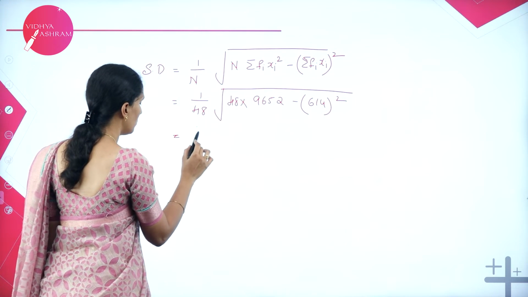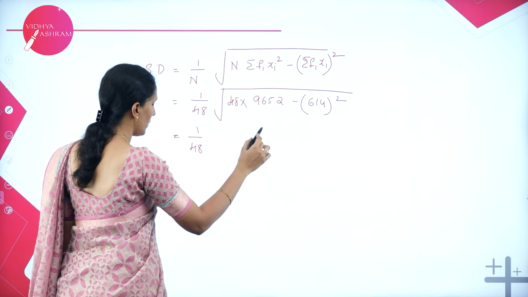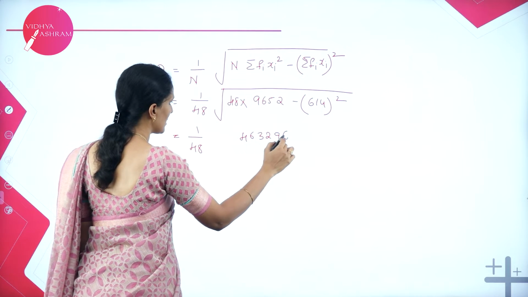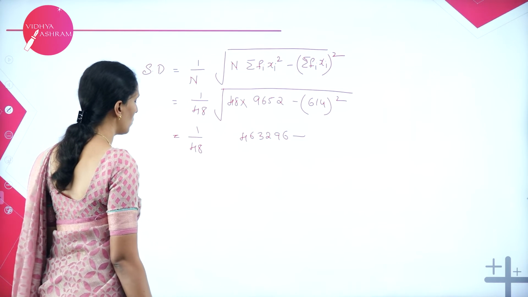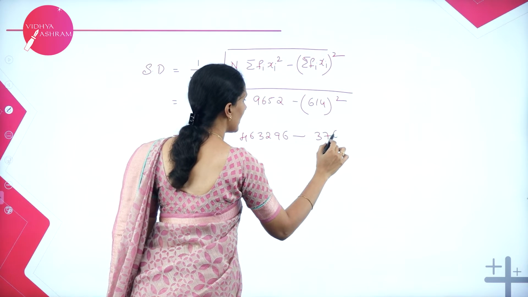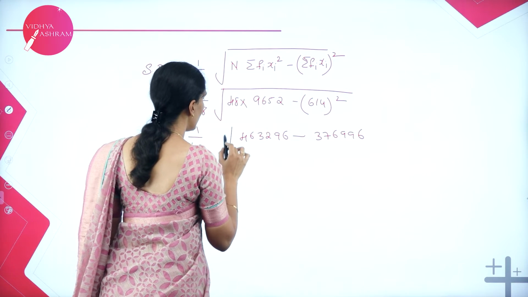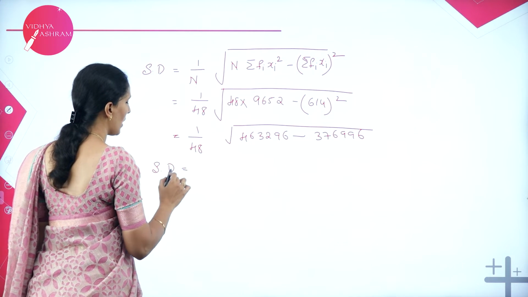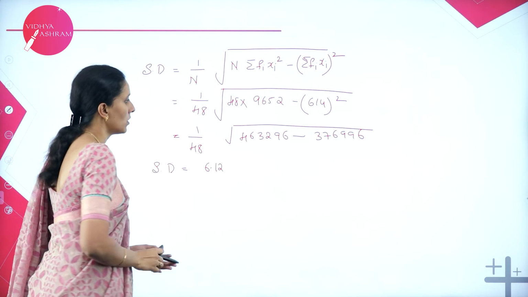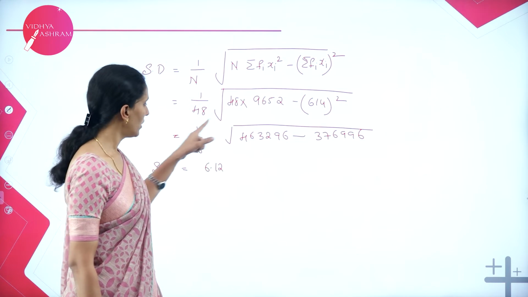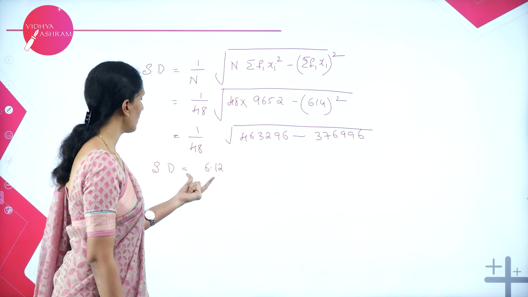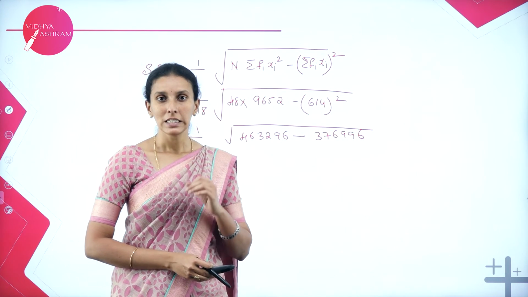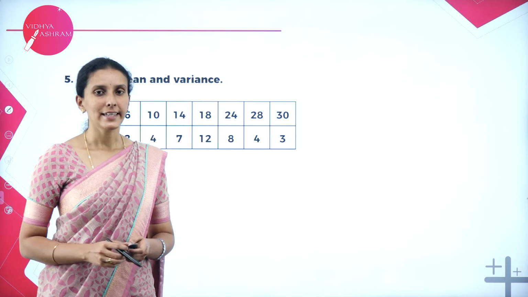So that is equal to 1 over 48. So when you multiply, the value is 463296 minus 614 whole square, which is 376996 under the square root. So after solving this, we will get the standard deviation value as 6.12. So subtract this, take the square root, divide it by 48, you will get the standard deviation value as 6.12. So this is another way to calculate the standard deviation. So let's see the next question.